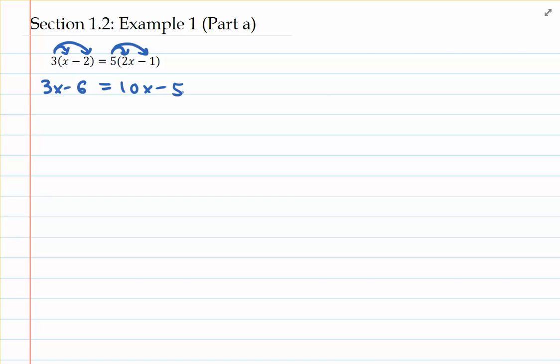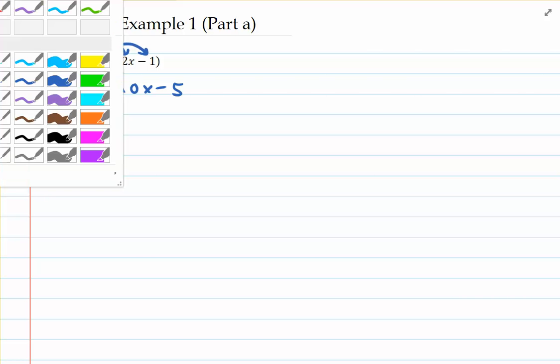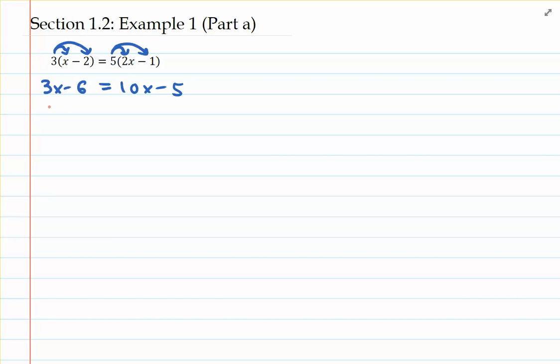Now we want to start isolating x, meaning that any term involving x needs to be on one side of the equal sign, and any term that doesn't involve x needs to be on the other side of the equal sign. So there are a couple ways to do that. One way is to subtract 3x from both sides. Another way is to subtract 10x from both sides. Now, one advantage of subtracting 3x as opposed to 10x is that, in particular on the right-hand side, we're going to wind up with the positive coefficient of x.